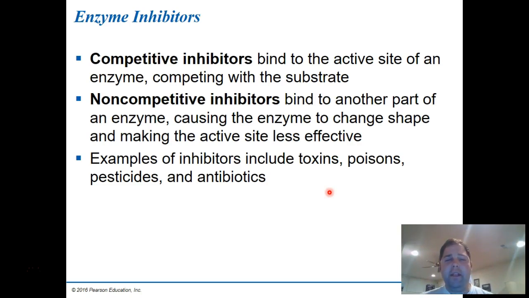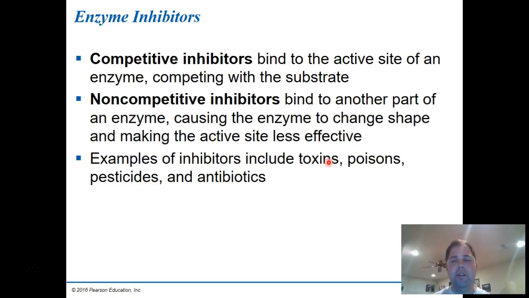Non-competitive inhibitors, on the other hand, are going to bind to another part of the enzyme, causing the enzyme to change shape and making the active site less effective at binding the substrate. And that was that example on the foam model where you stuck something into the side and you completely closed off the active site. If you use a non-competitive inhibitor, it does not matter how much substrate you add to the system. The non-competitive inhibitor isn't playing the game of trying to bind to the active site, and so it is going to continue to inhibit the reaction.